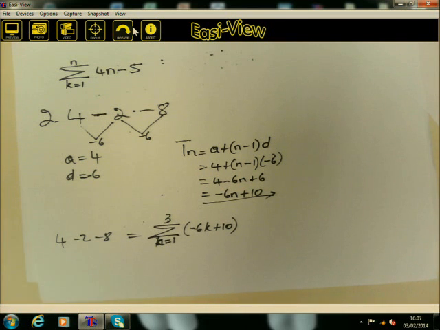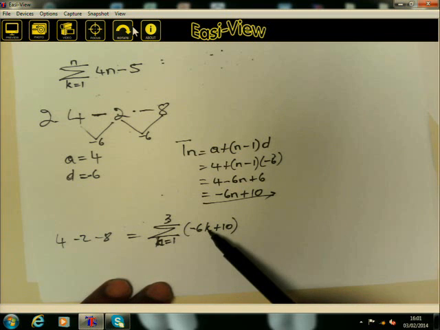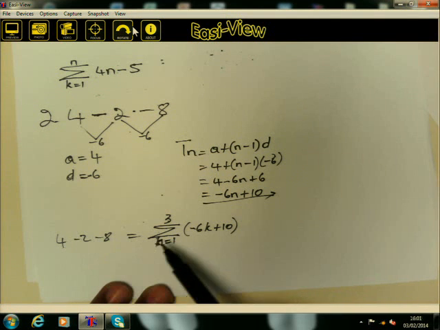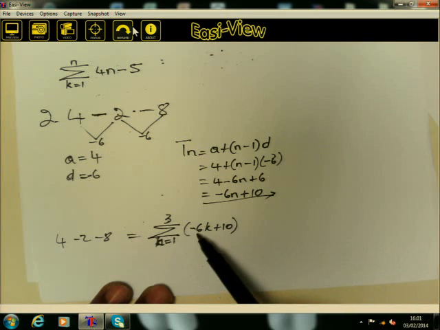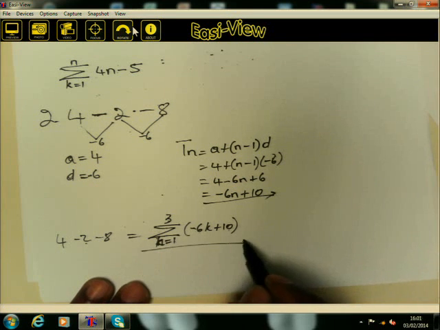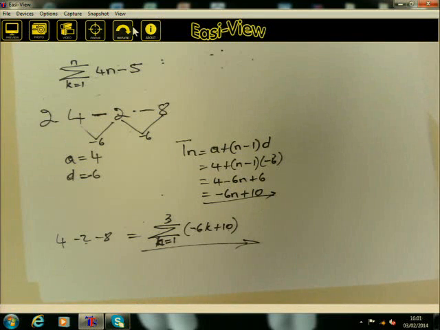So you can check on it quickly. When k is 1, you have minus 6 times 1, which is minus 6, plus 10, it gives us a 4. When k is 2, minus 6 times 2, it's minus 12. Minus 12 plus 10 gives us a 2. So it means we can write that in a sigma notation form.